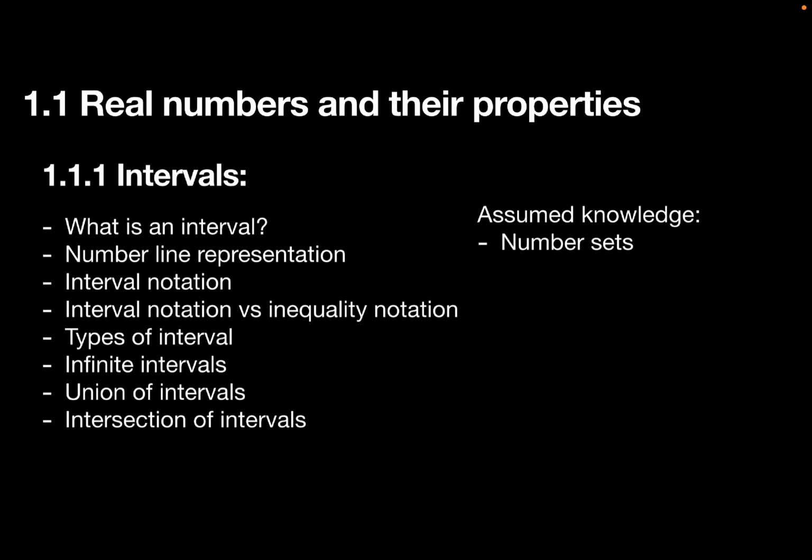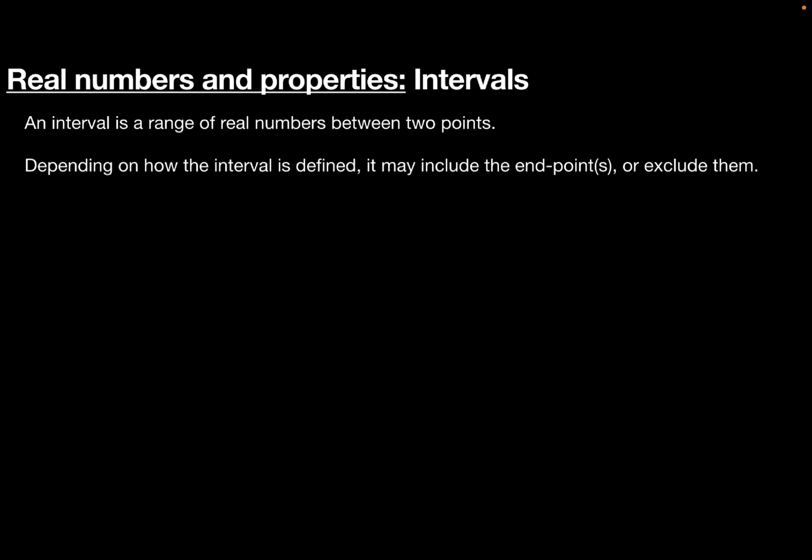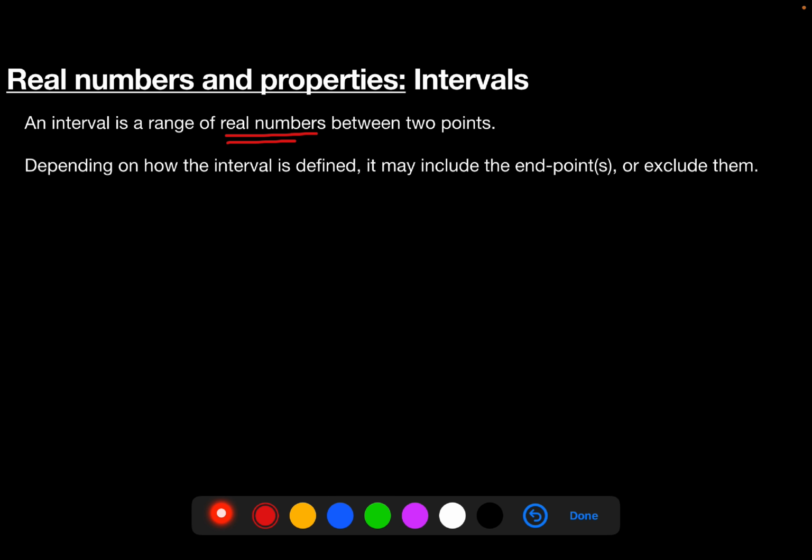So let's look at what intervals are. An interval is a range of real numbers between 2 points. What do I mean by points? I mean 2 numbers. So I just mean 2 different numbers. So if you look at an example, say we have 2 and 3. An interval would contain all the real numbers between 2 and 3.